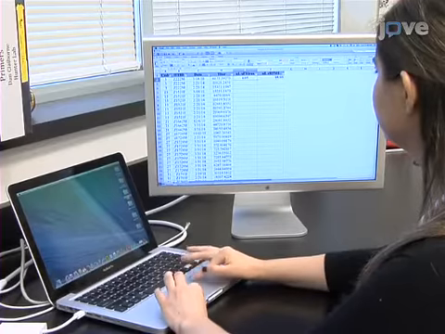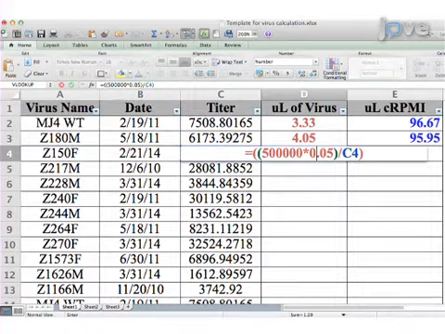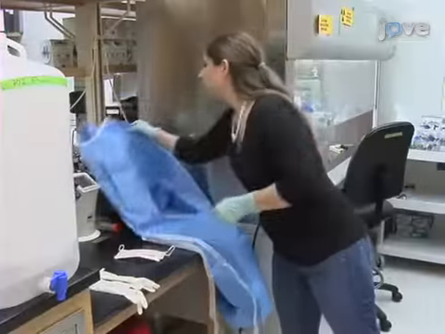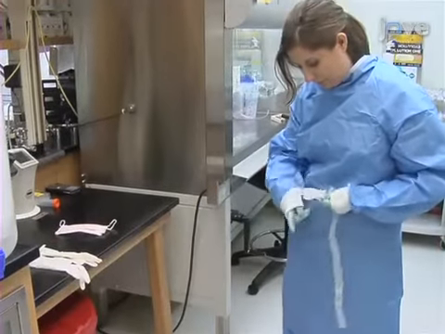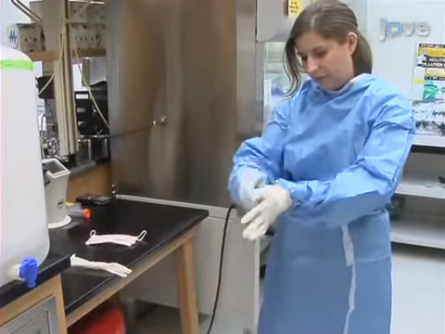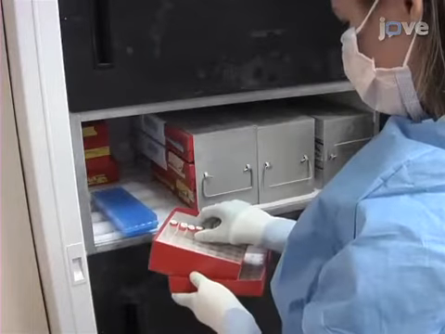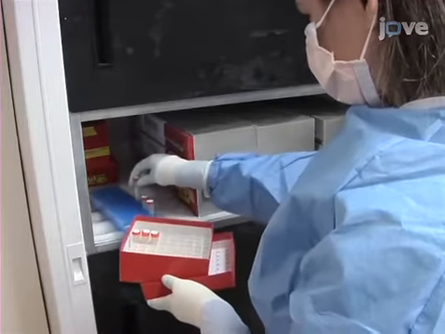Calculate the volume of virus needed from each stock based on the IU per microliter titer from a TZM-BL cell assay in order to infect 5 × 10 to the 5th GXR25 cells at a multiplicity of infection of 0.05. Be sure to wear proper personal protective equipment for working with replication-competent HIV, which includes a full gown, face mask, and double gloves. On the day of infection, remove virus stocks from the -80 degrees Celsius freezer and thaw.